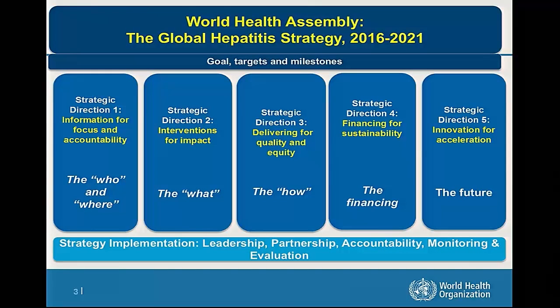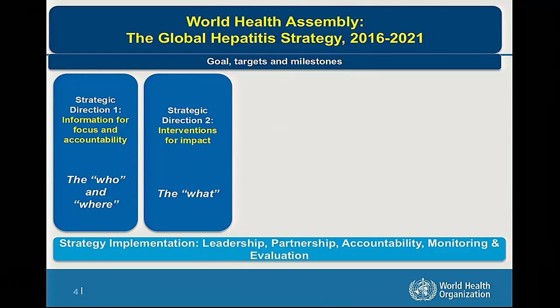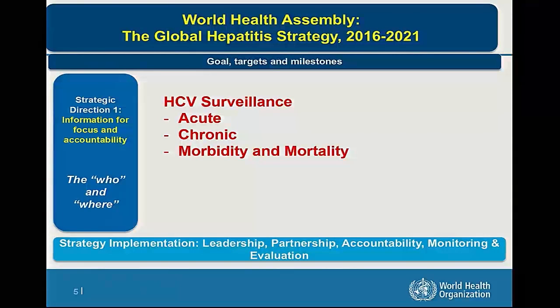So I want to frame this presentation in the context of the global health sector strategy. As you may know, in May of this year, the World Health Assembly adopted a strategy for HIV, hepatitis, and TB. And for the first time, hepatitis was named in that. Hepatitis has goals and targets, and I'm not going to go through them in detail, but I do want to focus on the two main ones that intersect with diagnostics. The first one is strategic direction one, information for focus and accountability, which to us is more like surveillance.